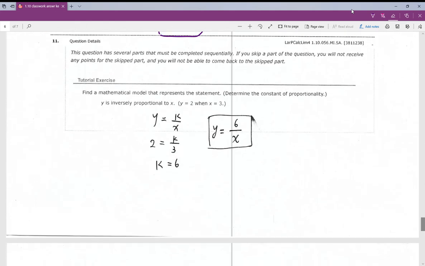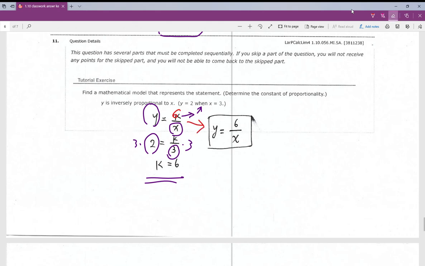Number 11. y is inversely proportional. So inverse variation, when x is on the denominator, y on the numerator. Okay. So you always try to find k. And then they give you when x is 3, y is 2. So you can times 3 to solve for k. After you solve for k, you plug in k here. This is 6. So k is 6. Then just rewrite your final answer. Then you are done.